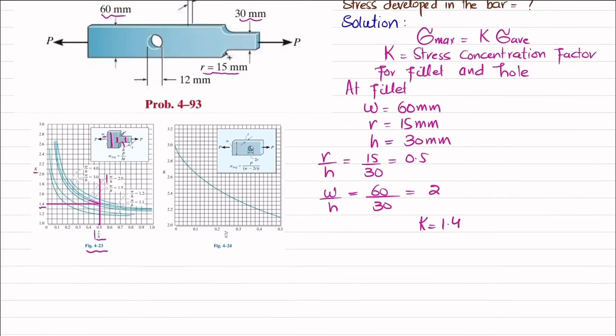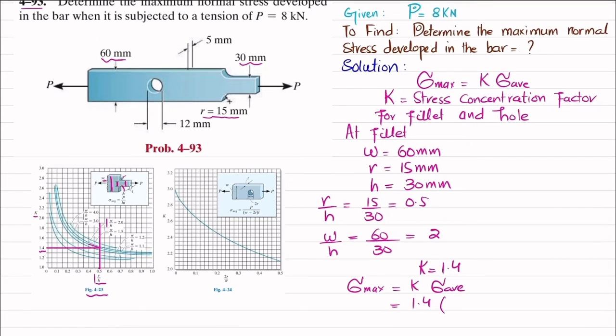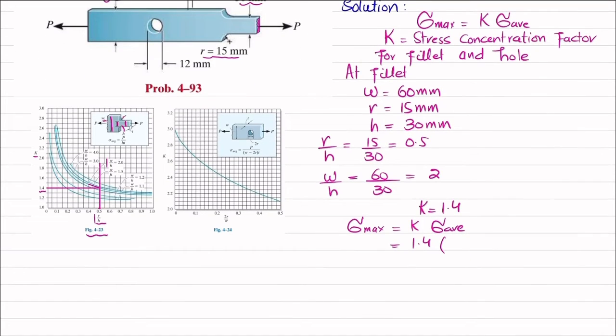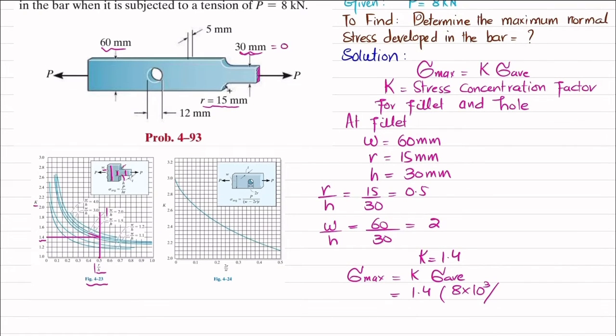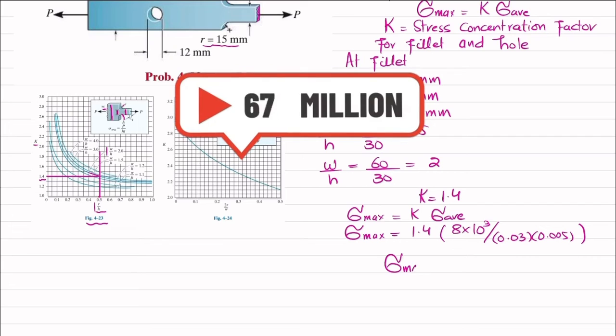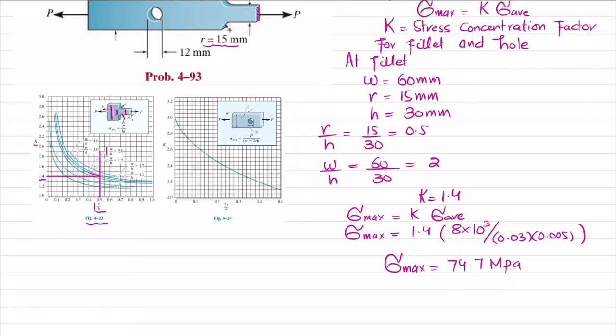Now you will use this equation, sigma max is equal to K into sigma average. So K is 1.4, and sigma average is load per unit area. So this is the load and this is the cross-sectional area. Load is 8 kilonewton, so I will write 8 multiplied by 10 raised to power 3 divided by area. This height is 30 millimeter, which in meter is 0.03 meter, and thickness is 5 millimeter, which is 0.005 meter. So I will write 0.03 multiplied by 0.005, clear? And when you solve this, you will get the maximum stress due to this fillet comes out to be 74.7 megapascal.